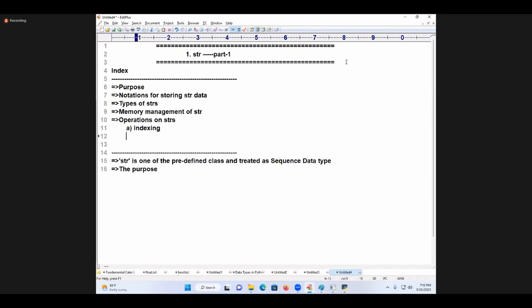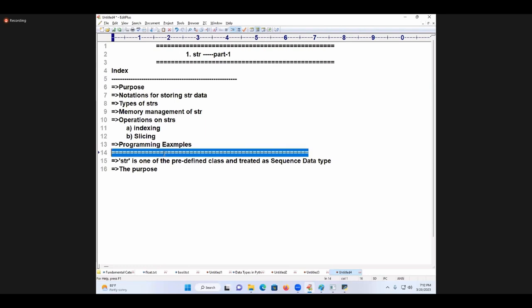What are the operations on STR? Indexing I will explain. Slicing I am going to explain. Under slicing, 5 syntaxes are there. Mind-blowing syntaxes, and these 5 syntaxes are very frequently asked questions in written tests. Take any Python student and ask them, and they will tell only theory. Followed by that, programming examples will be continued. That is our index.